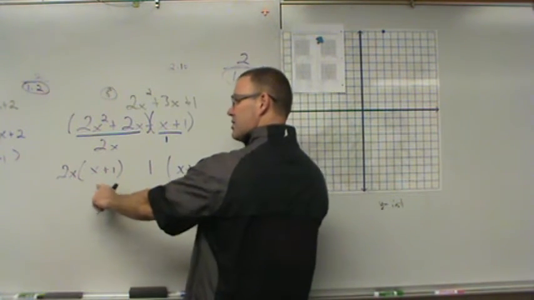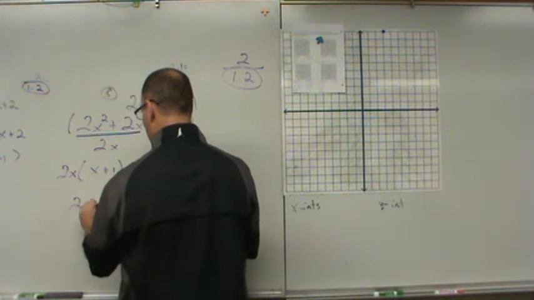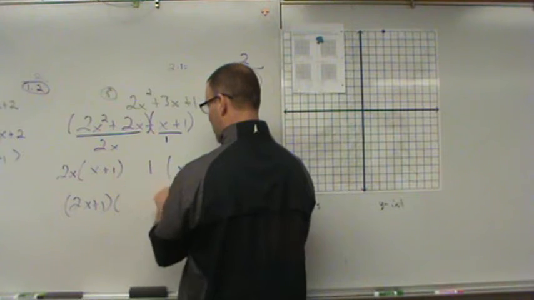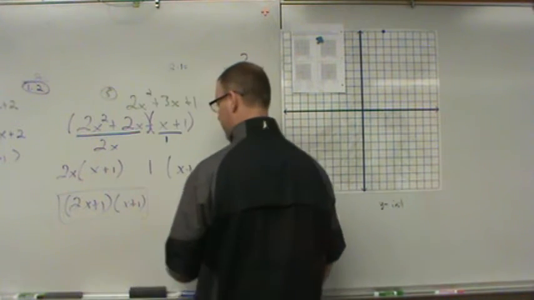Two sets of parentheses the same. You know you factored correctly. What I take out, 2x plus 1, is one factor. What is in parentheses, x plus 1, is the other factor. And there you go. Right?